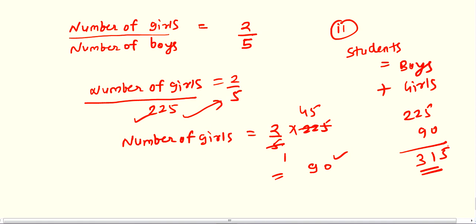Now question number 11. In a class, 1 out of every 5 students passes. There are 225 students in all the sections of the class. Find how many have passed. So simply, one student passed out of 5. So we have to find how many students have passed from 225 students. Simply divide 225 by 5. You will get the answer.